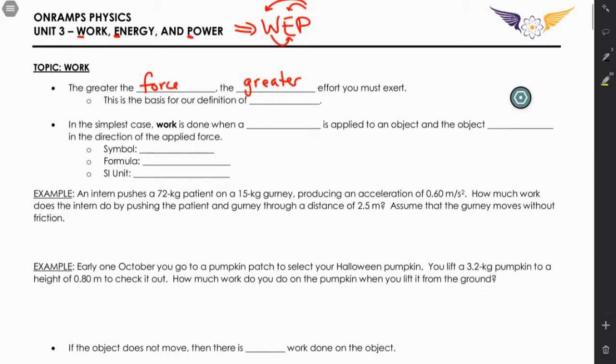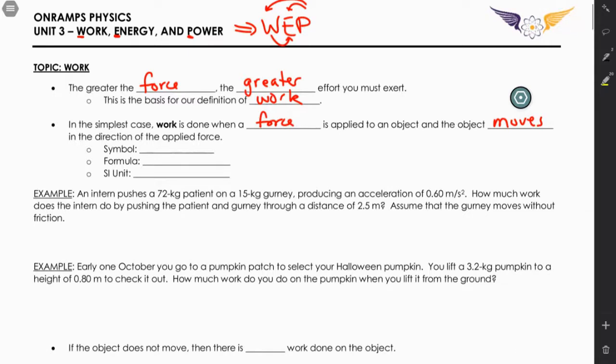Well, guess what? Physics has a completely different definition. In fact, some of the things that you would classify as doing work outside of physics, inside of physics is not work. So this is going to be the basis for a definition of work. The way we say it in the simplest case is, work is done when a force is applied to an object and that object moves in the direction of the applied force.